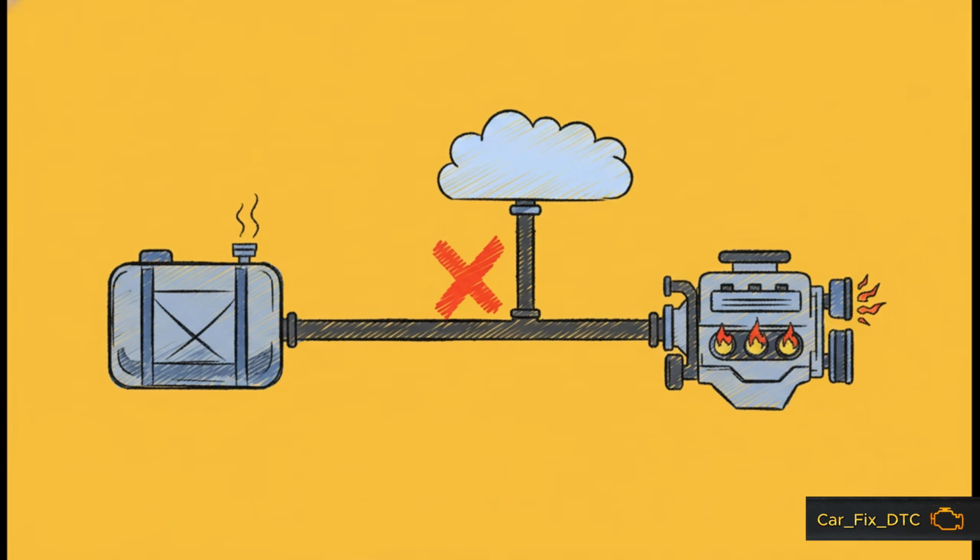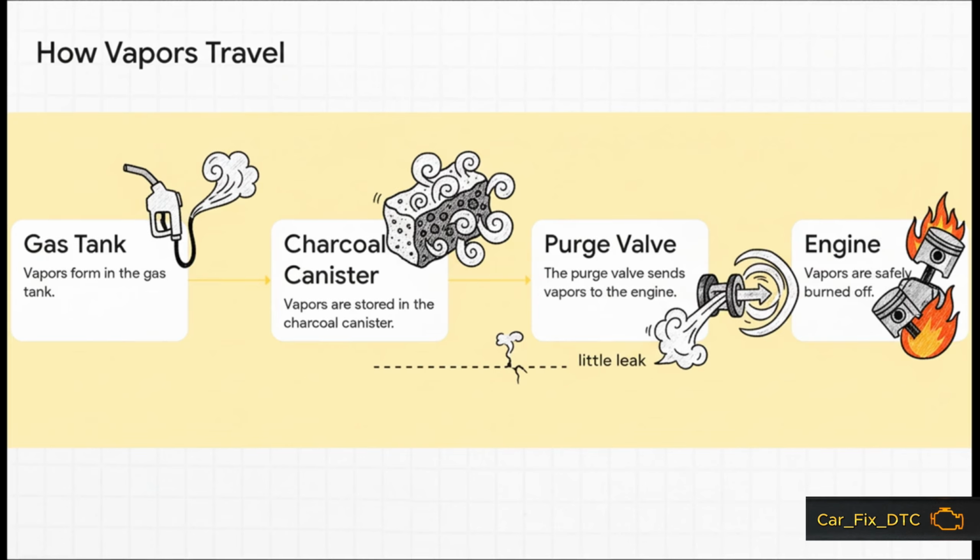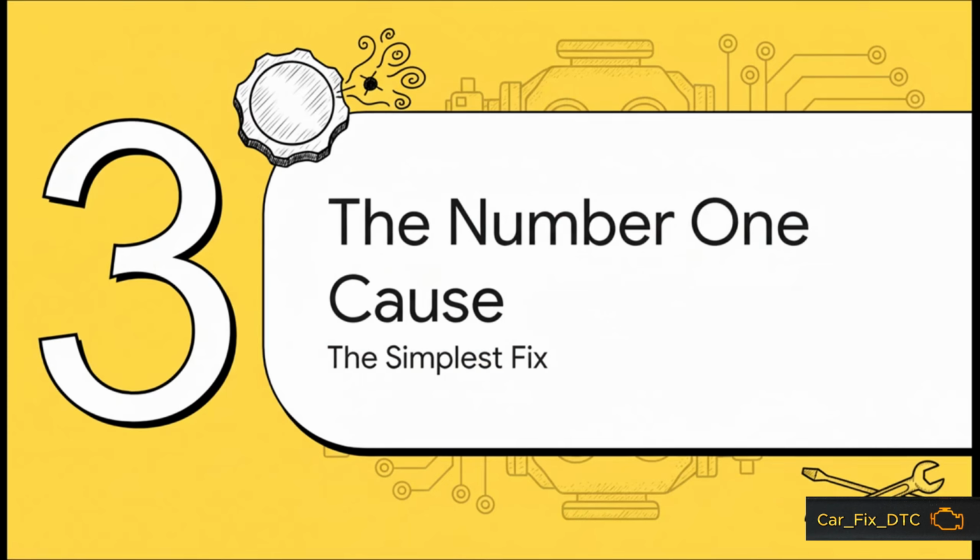Pretty smart, right? So here's the journey those vapors take. First, they form in the gas tank. From there, they get stored in a little box full of activated charcoal called a charcoal canister. Then, when the time is right, a part called the purge valve opens up and the engine's vacuum sucks the vapors in to be burned. The whole thing has to be sealed completely airtight for this to work, and that's the key. Even a tiny leak can throw the whole process off. So, where is this pinhole-sized leak hiding?